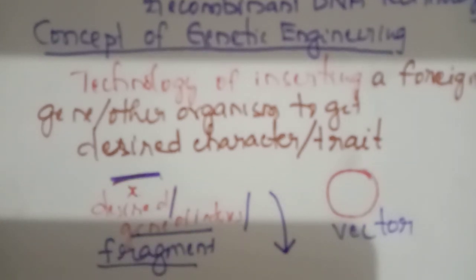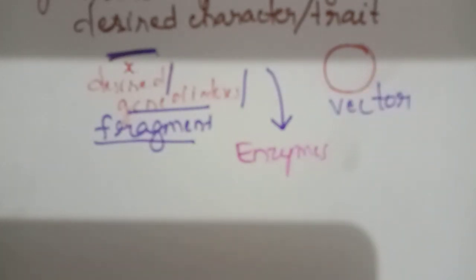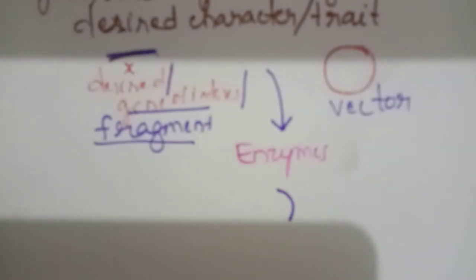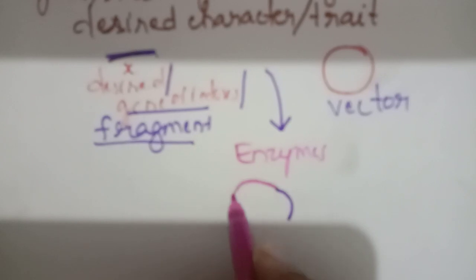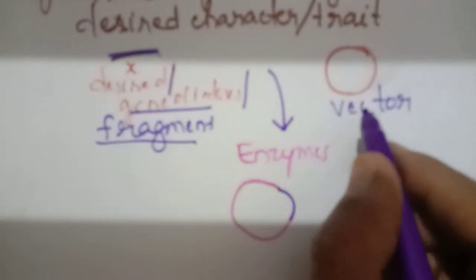So first what we will do, we will take up the desired gene and we will take up a vector, and then by using the various enzymes, we are going to insert our gene or the DNA of interest into the vector. So when we introduce it into the vector, earlier the vector was not having the desired gene.